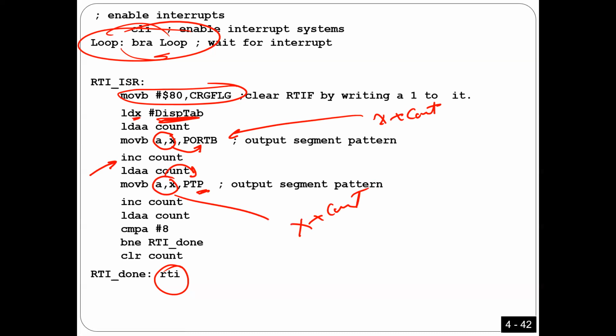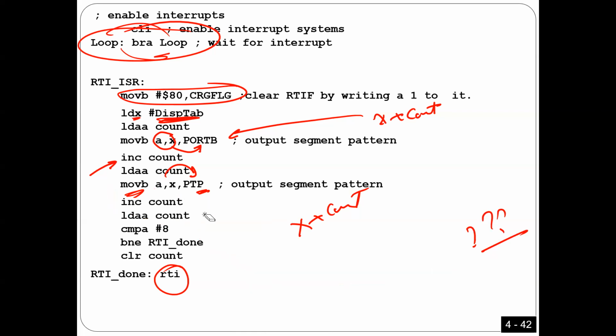Again, if you are using RGB, you have to be careful when you use this one, right? Why? Because this move is going to write to the RGB part. Here it's okay because I'm not using RGB. If you are using RGB, I recommend using bit set and bit clear, okay?